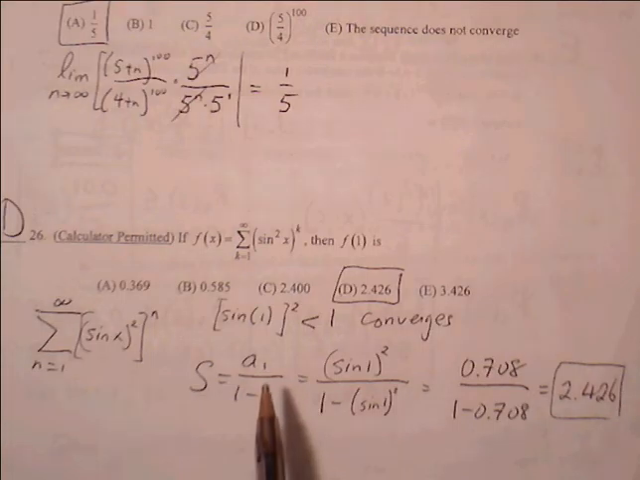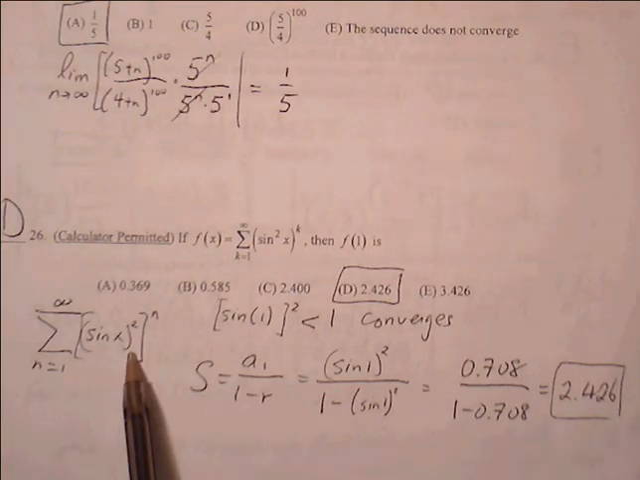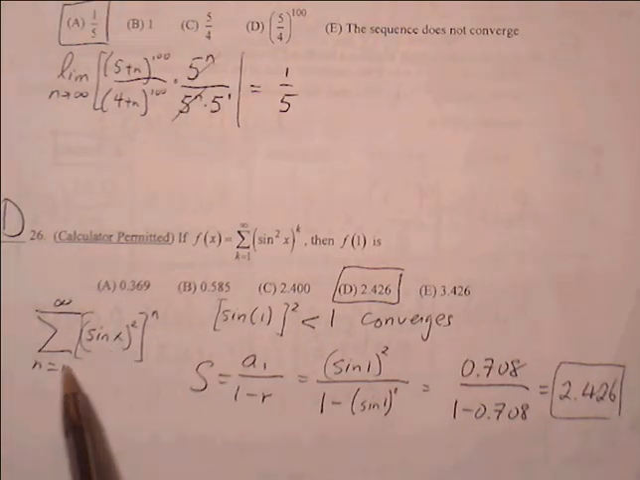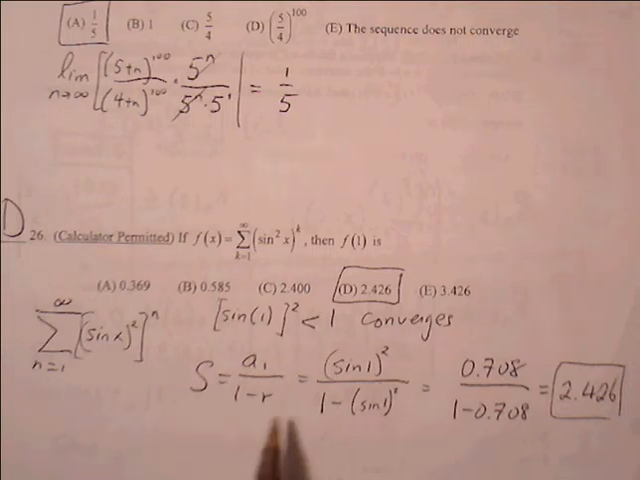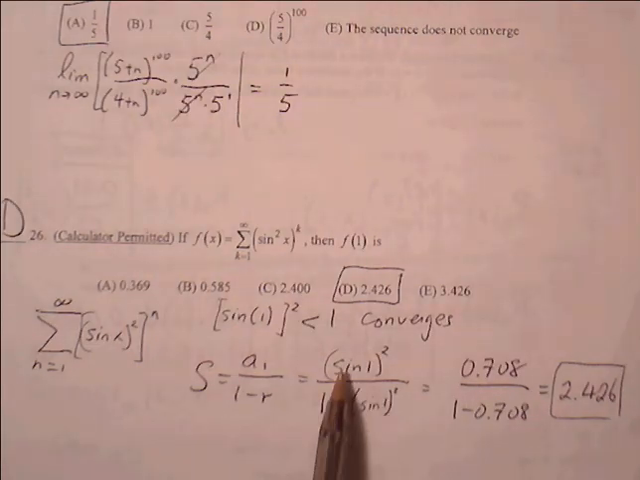So f of 1 is simply going to be a sub 1, so if we plug 1 in, we get sine 1 squared divided by 1 minus the ratio, in this case sine of 1 squared. So we get 0.708 divided by 1 minus 0.708, which is 2.426. Okay, last page.